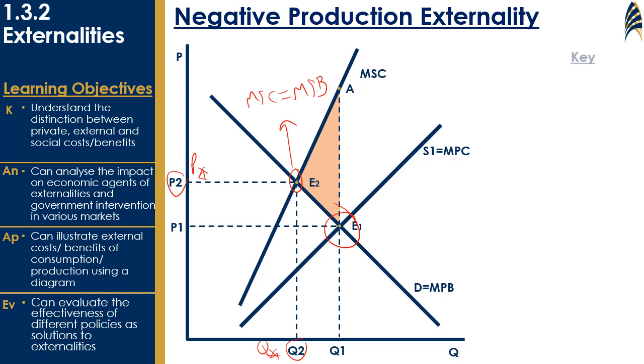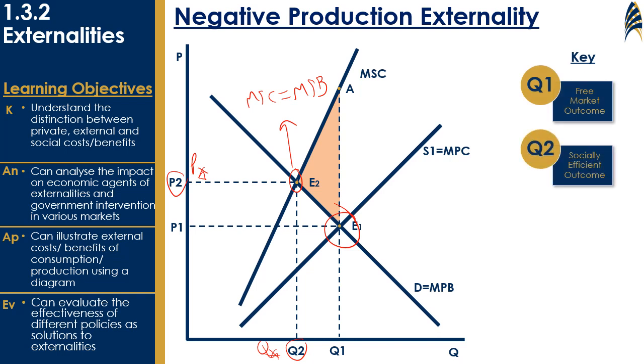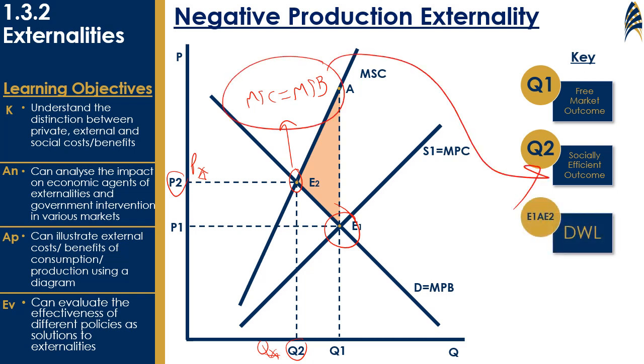Next slide. Oh, sorry, we've got the key. Free market outcome, Q1. There we go, socially efficient outcome when MSC equals MSB. It's the socially efficient outcome, and the deadweight loss is that orange. It was green on my diagram. Next slide.